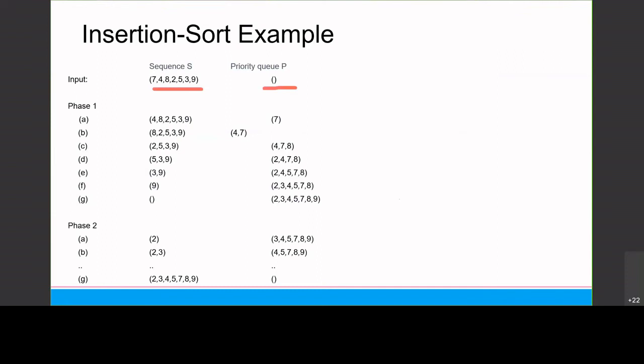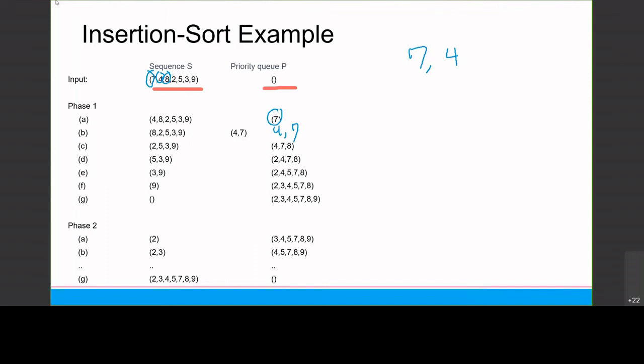We want to insert 7. Okay, that's the first 7. And then after 7, we have 4. Now we need to check: in the previous one, we just put 7 and then 4. But in this insertion sort, we will compare. Is 4 lower than 7 or not? Because 4 is lower than 7, I will put 4 before 7. And then I will check the next one, 8.